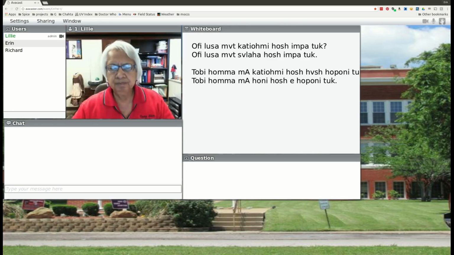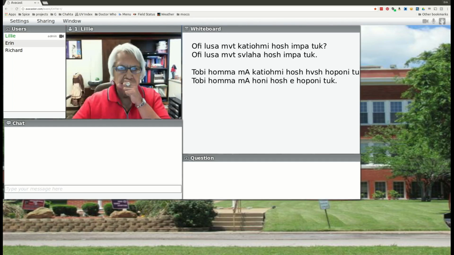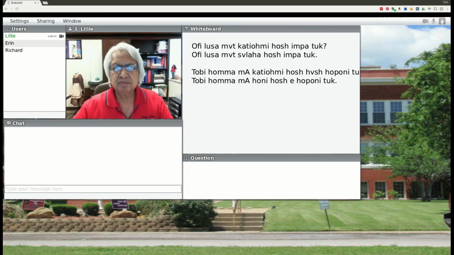And then the next one, I've used a pronoun as the subject of the sentence. Tobihumama katil mihush hashoponituk. How is going to come at the beginning of the sentence again. How did you all cook those red beans? Tobihumama is your object, but it's going to come to the front of the sentence because we have hush as the subject of the sentence.